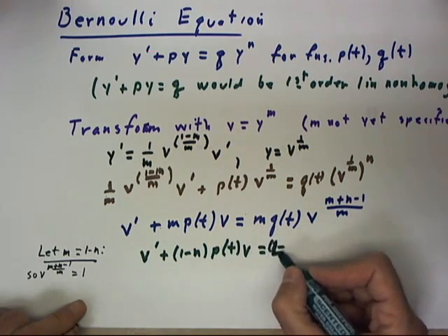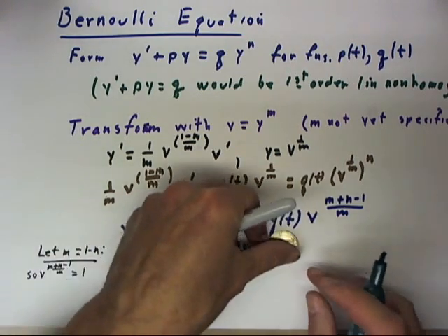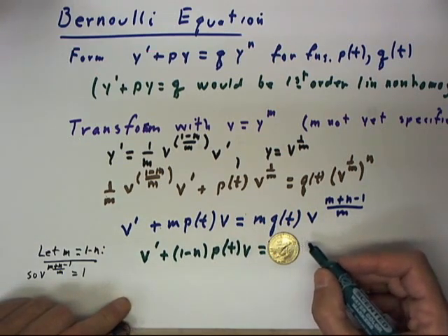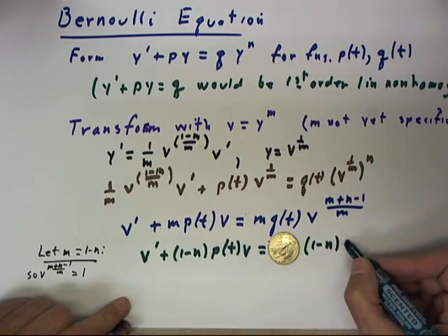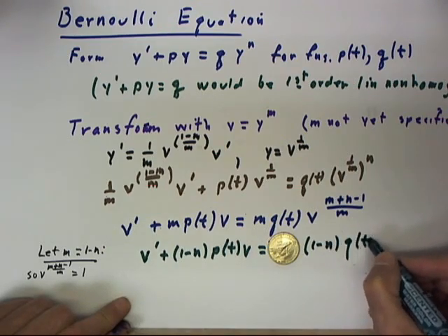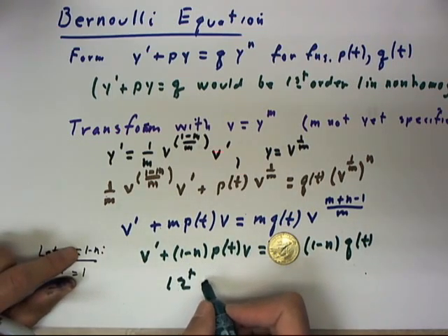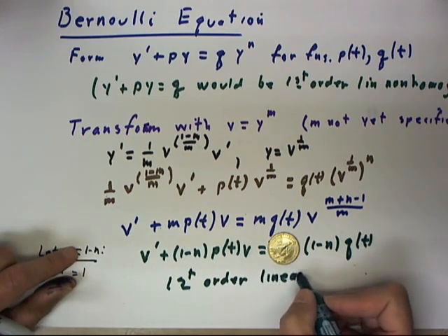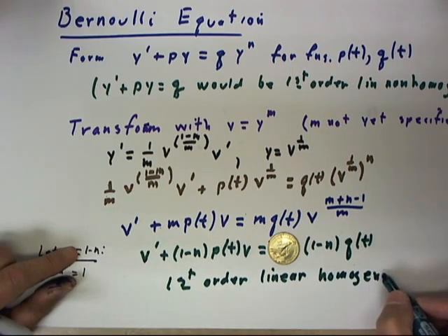let's try to make this into 1. Let's just wipe it out. We got room for 1 here. Okay, equals quantity 1 minus n q of t. This is first order linear homogeneous.